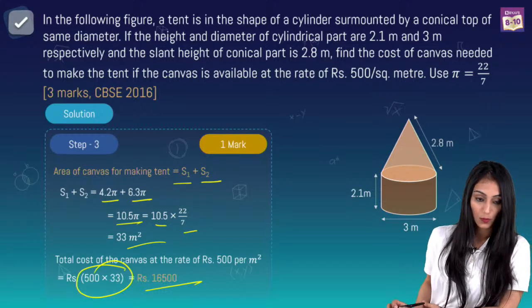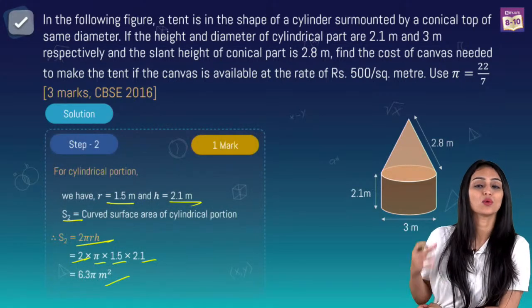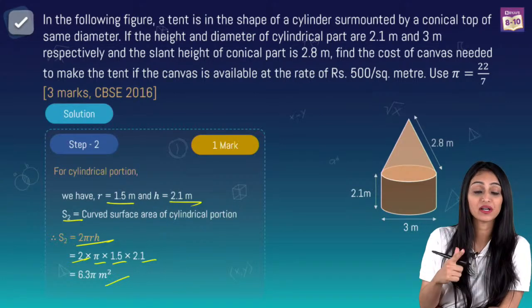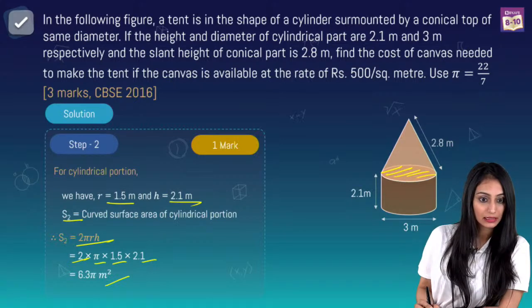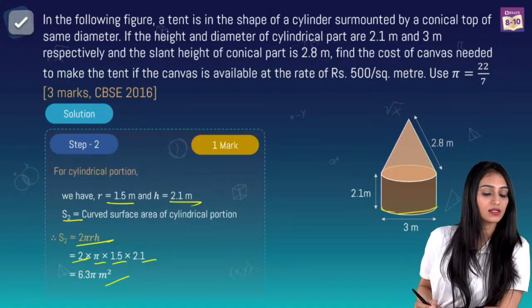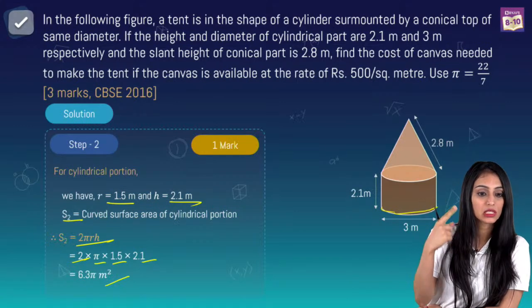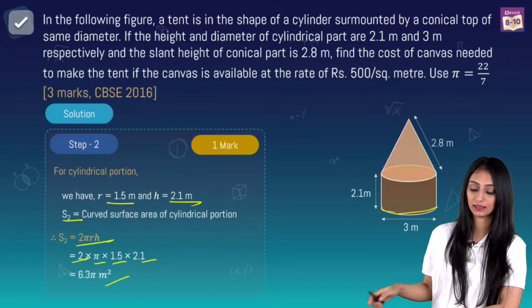Yes. What doubt you have? Which step? Simply, what you have to do is find the curved surface area of the cone as well as the cylinder. Why curved surface area? Because the tent will not be here, right? This is empty, right? And there will be nothing at the bottom either. There is nothing at the floor. So that's why we are finding out curved surface area. Yes, I hope this is clear.